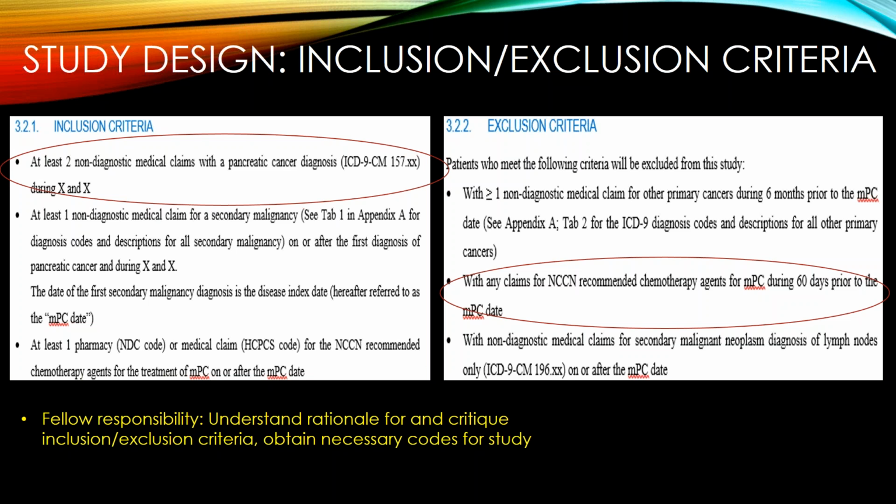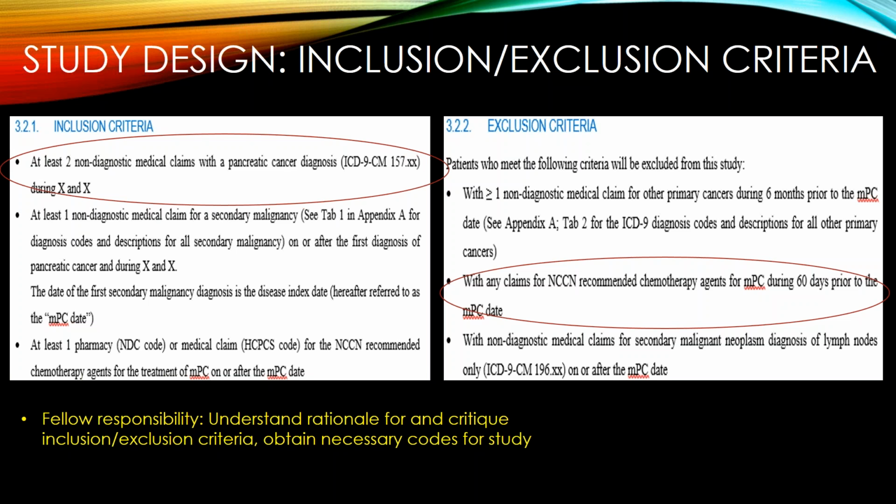So if you look on the left, inclusion criteria, the one I've highlighted is we require at least 2 non-diagnostic medical claims for pancreatic cancer diagnosis. So this is a way for us to ensure that patients have pancreatic cancer. We're using claims data, so we don't have the doctor's diagnosis, but this is the next best thing that we can do. And similar to clinical trials, we want to make sure we have a washout period and they're truly starting our medications fresh and they're not on other medications.